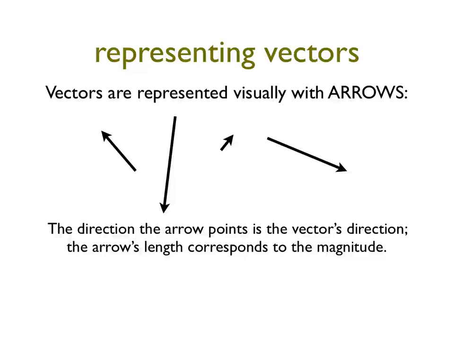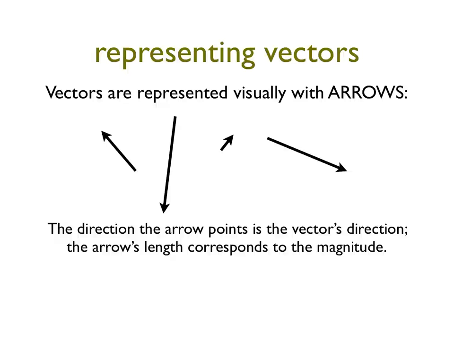Whichever way the arrow points, obviously that's the direction of the vector. However the arrow points, that's the vector's direction, but the length of the arrow corresponds to magnitude. So if these all had the same units, clearly the second one has the greatest magnitude, and the third one is the shortest, or the least magnitude of the quantity.